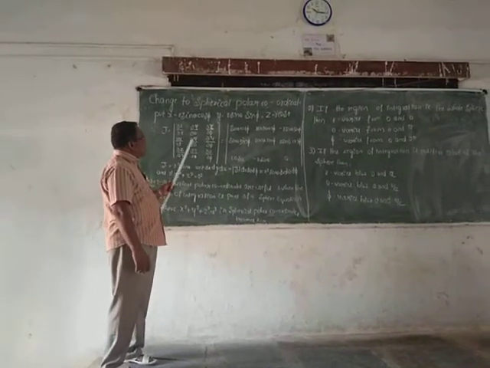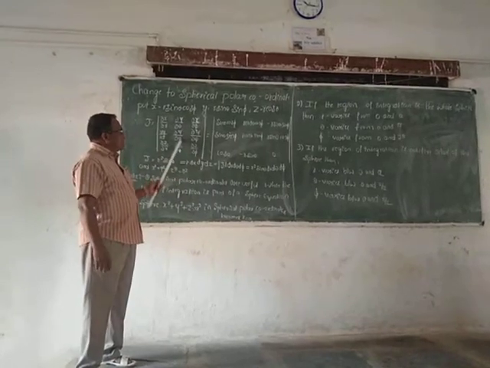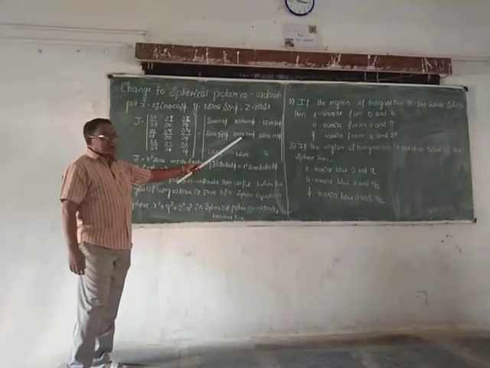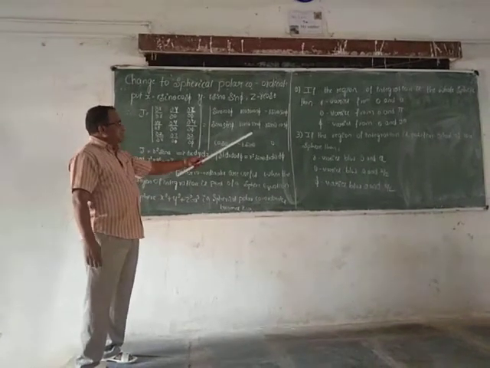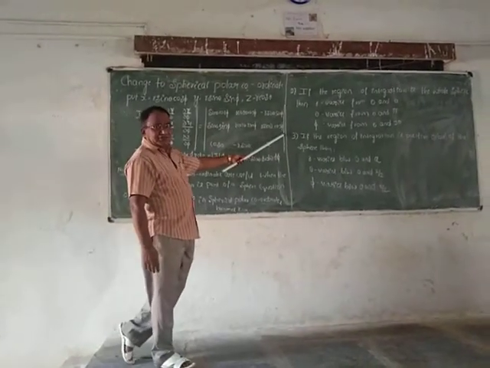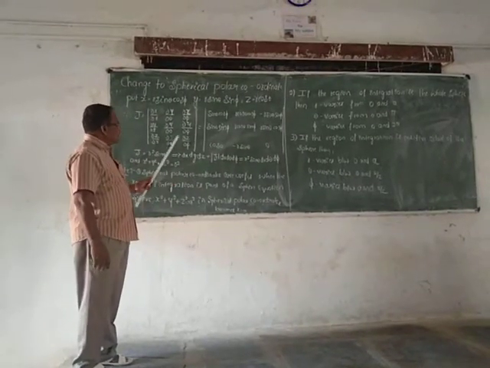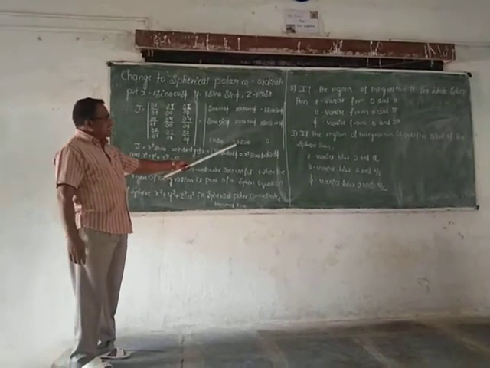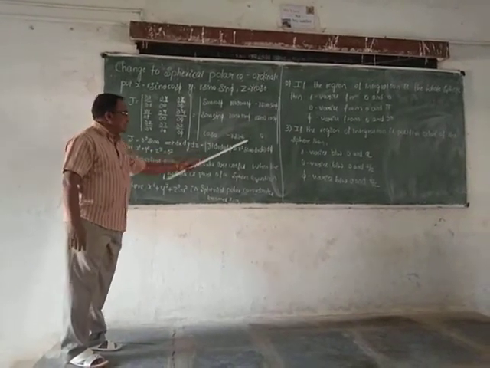Similarly, dou y by dou r is sin theta sin phi. Dou y by dou theta is r into cos theta sin phi. Dou y by dou phi is r into sin theta into cos phi. Dou z by dou r is cos theta. Dou z by dou theta is minus r sin theta. Dou z by dou phi is 0.